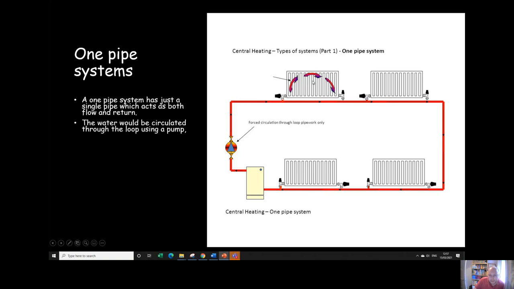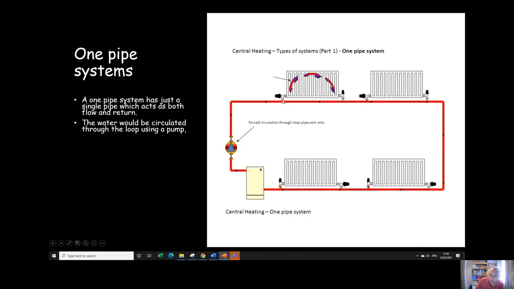The heat up times of the radiators are a little bit slower because the heat actually travels up into the radiators by convection. The hotter water rises up through the flow, goes into the radiator, and the cooler water will fall back into this pipe here, which is acting as the return and also the flow to the next radiator. So the temperature of the water is going to drop as you go around this circuit.